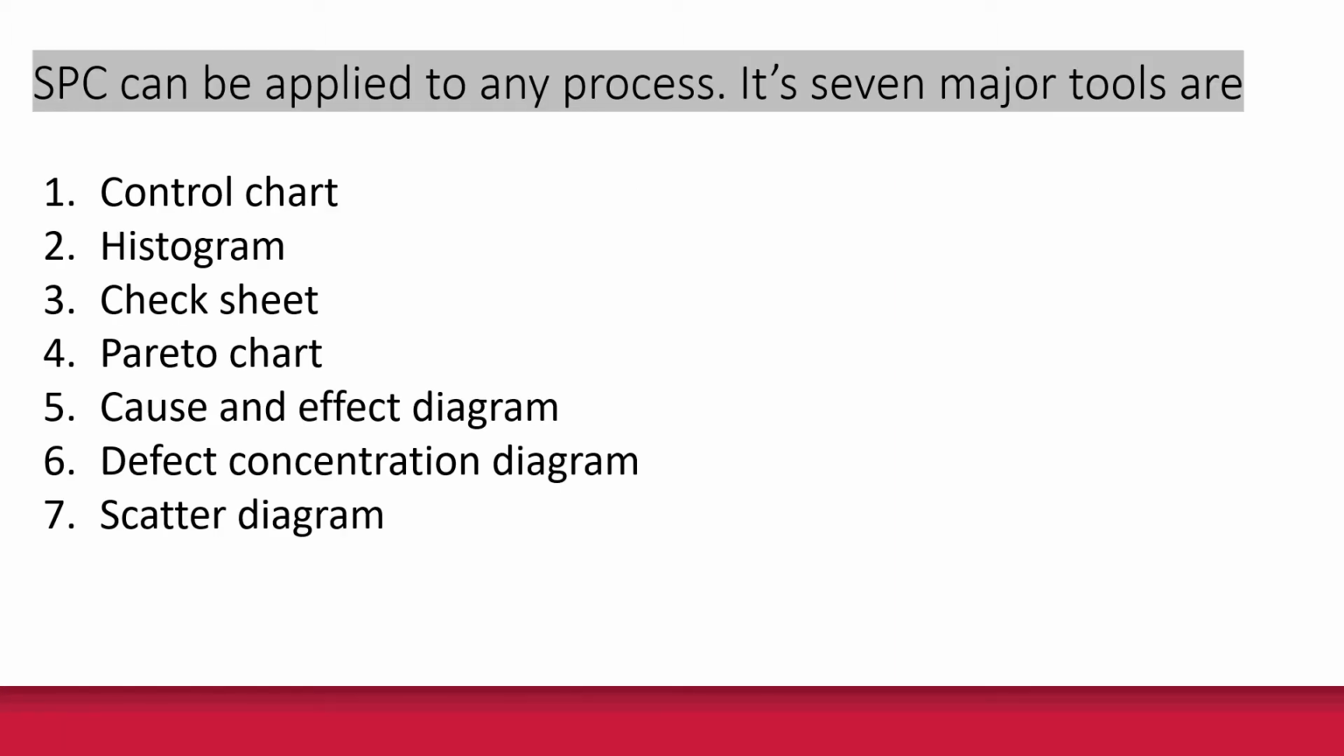So statistical process control can be applied to any process. The 7 major tools are the control chart, which we've looked at in the last lecture, the histogram, the check sheet, the Pareto chart, the cause and effect diagram, the defect concentration diagram, and the scatter diagram. So in this lecture, we're going to look at numbers 2 through 7.